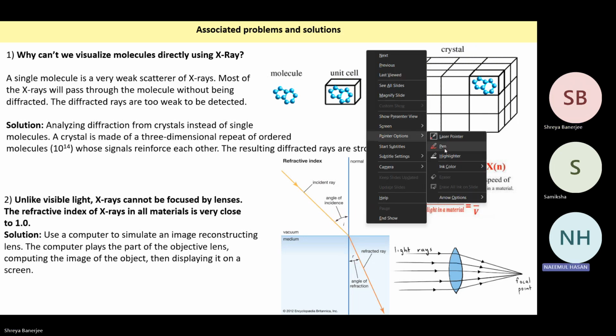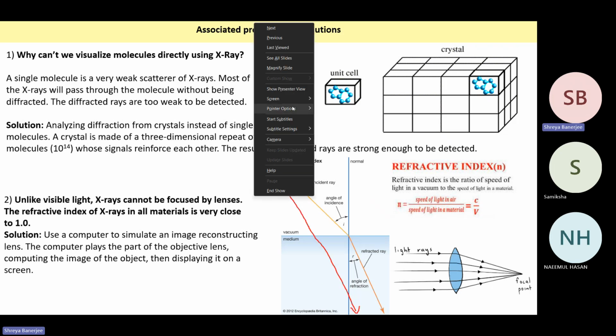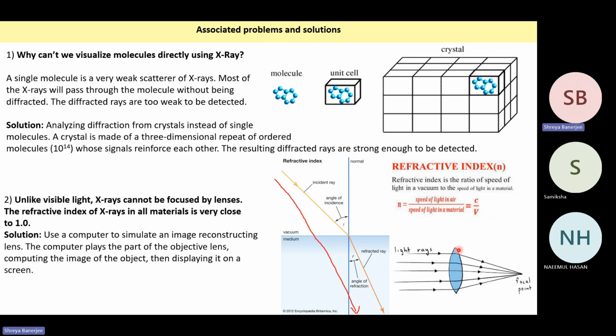So if an X-ray is put, it will just pass through straight. So for an X-ray, you cannot use a lens. The solution to this is that a computer is used in X-ray crystallography. Always there is a computer that simulates the image reconstructing lens.